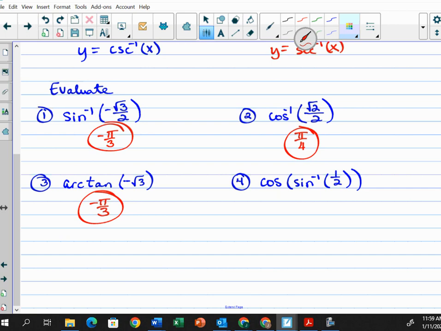Inverse sine of 1/2. Where does that happen? Pi over 6. And what is the cosine of pi over 6? Square root of 3 over 2. There we go. Yes.